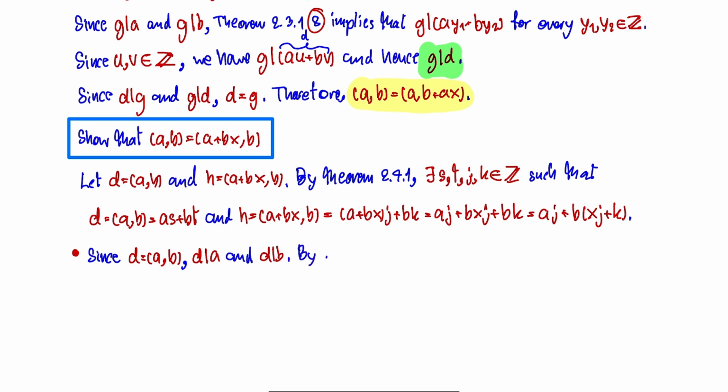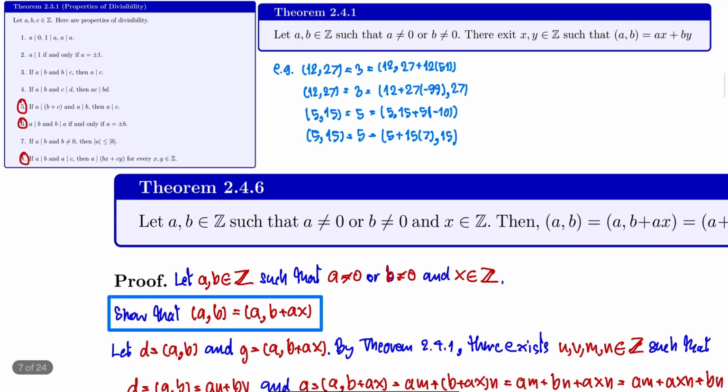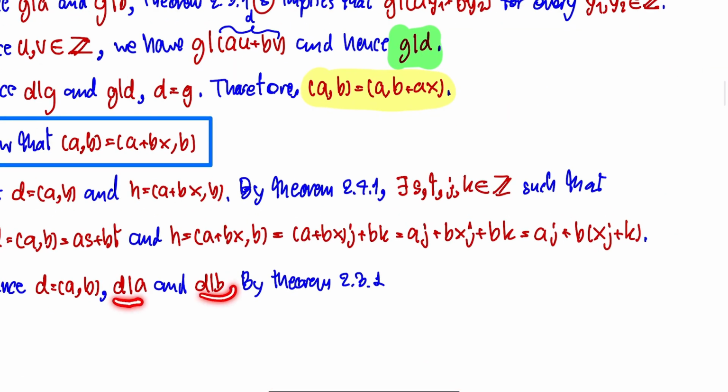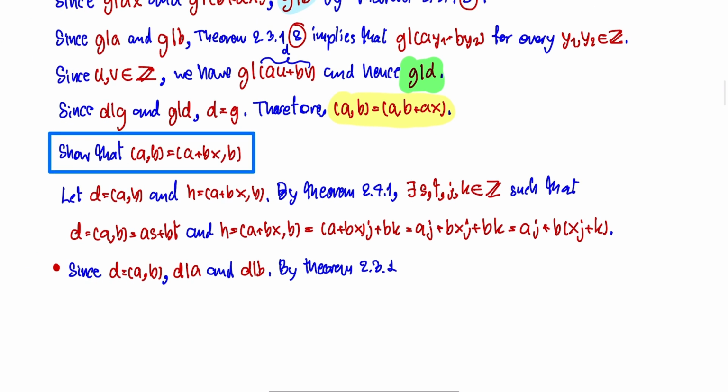Okay, so by theorem 2.3.1, property number 8, when you have D divides A and D divides B, you're going to have D divides, not equal, A times, let me use variables, Z1 plus B Z2 for every integers Z1 and Z2. Okay, what can we do next?